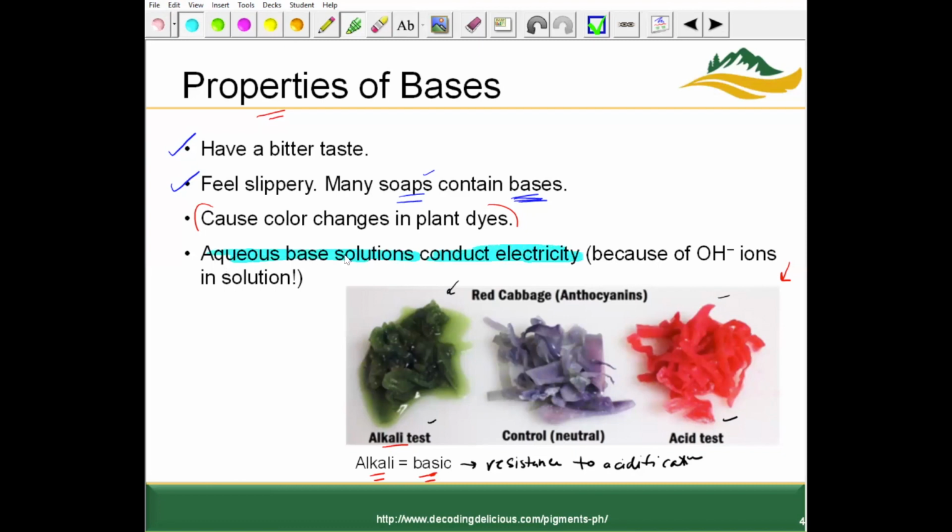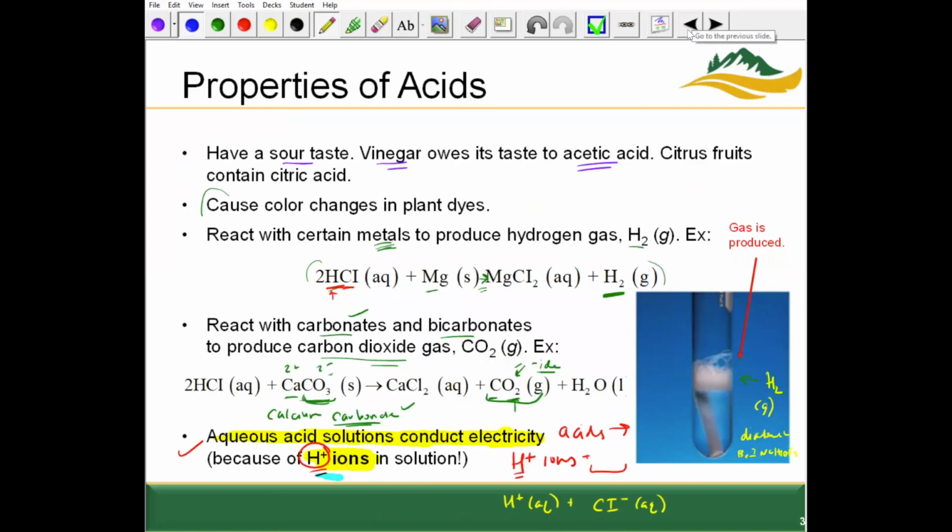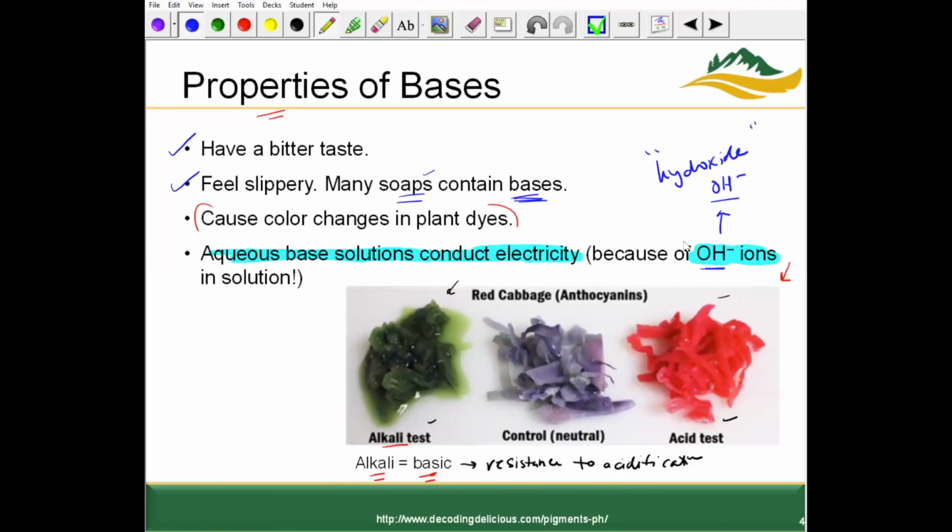So aqueous base solutions also conduct electricity because of some ion that is present, from what we learned in part 1 on electrolytes. The ion that's present for bases in solution is the OH minus ion, which hopefully you're recognizing now based on the formula. This is what we call hydroxide. So that's our polyatomic anion of hydroxide, or OH minus. For acids, we typically just call these hydrogen ions. So hydrogen ions for acids, hydroxide ions for bases.